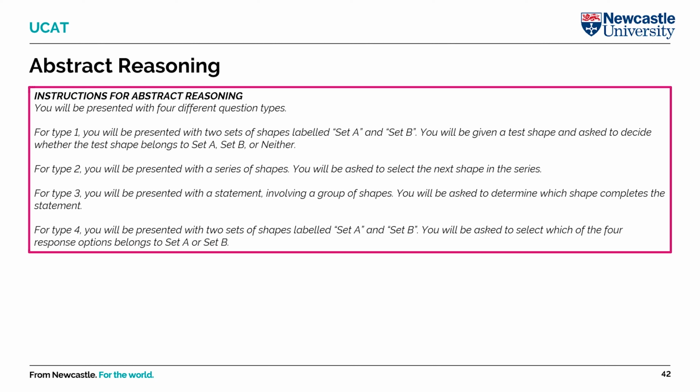These are the instructions here. So there's 4 different types of questions that they can ask. You need to say whether shapes fit into set A or B. You'll be asked to complete the pattern for the next shape in the series. You will be presented with a statement involving a group of shapes and asked to determine which shape completes the statement. Or type 4, you will be presented with 2 sets of shapes labelled set A and set B and asked to select which of the 4 belongs to set A or set B.